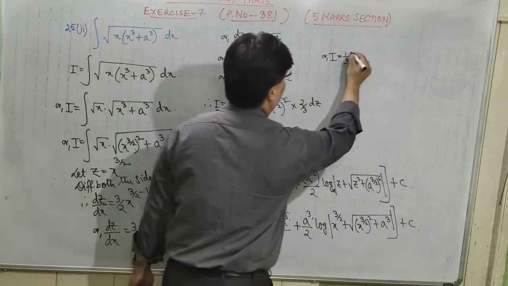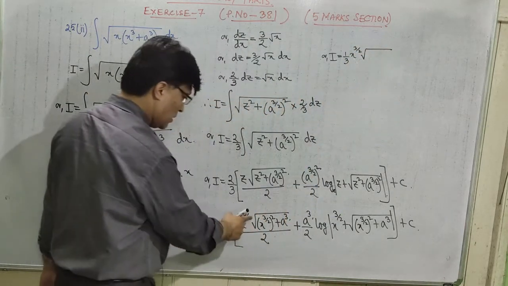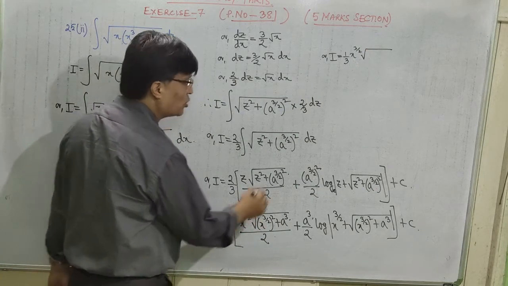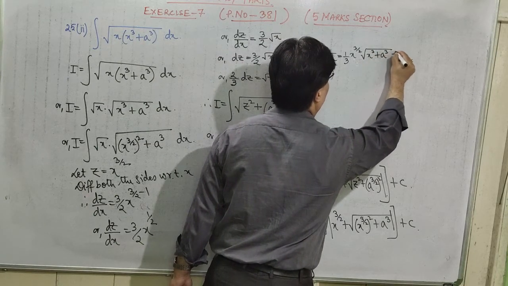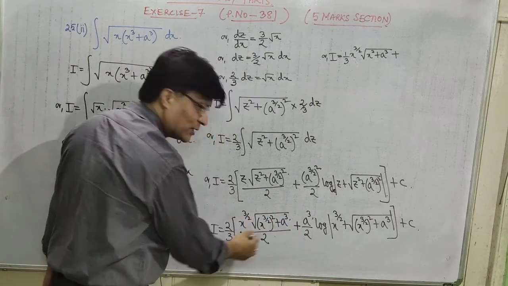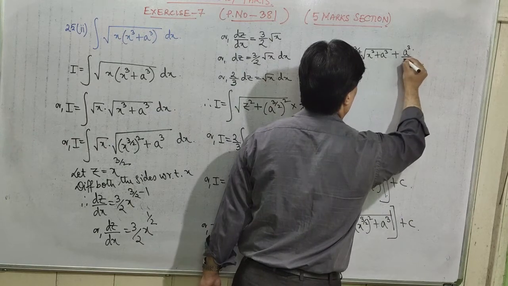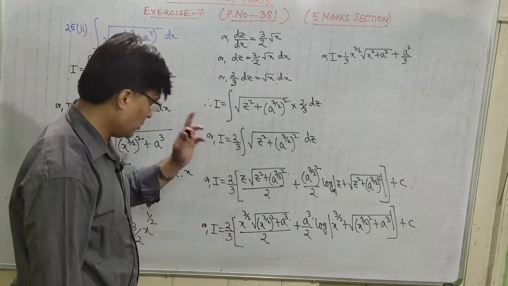1/3. Then x to the power 3 by 2. Then root over what is x to the power 3 by 2 whole square? This 2 will be cancelled. You will get x cube plus a cube. This is x cube plus a cube plus again 2 by 3 into a cube by 2. 2 gets cancelled. You will get a cube by 3. This is your a cube by 3, right? A cube by 3, okay?